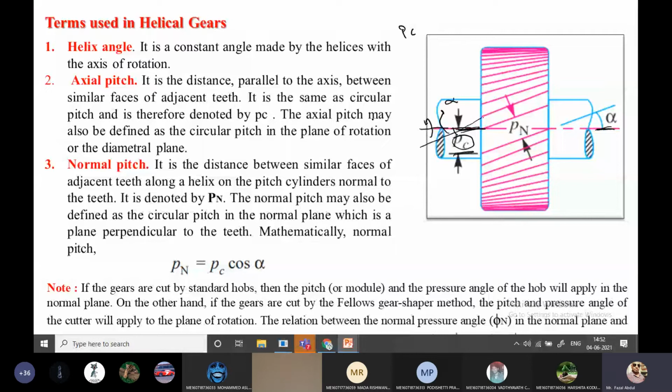Pc is equal to what we practiced: Pc is equal to pi m. Otherwise, Pc equals pi d by t.